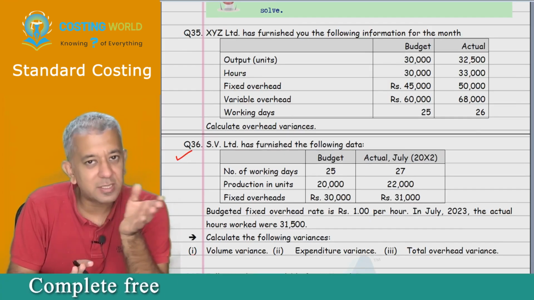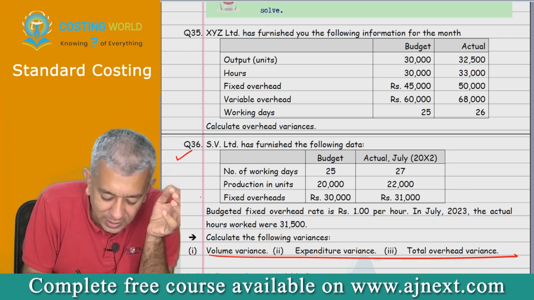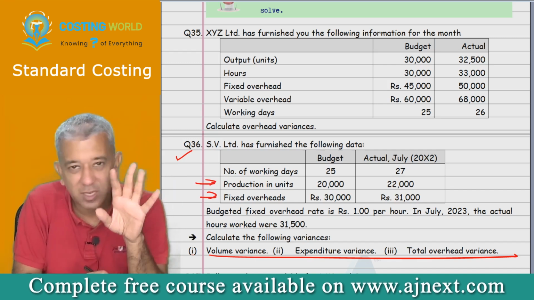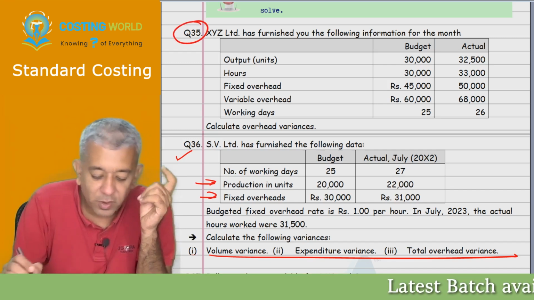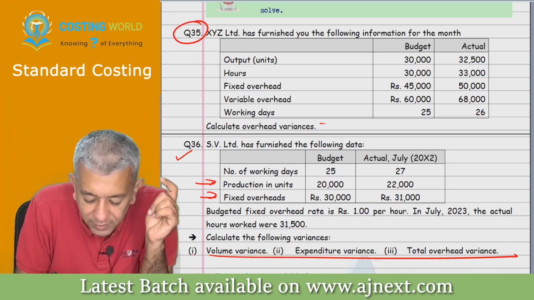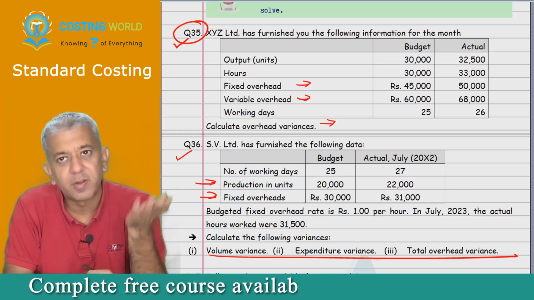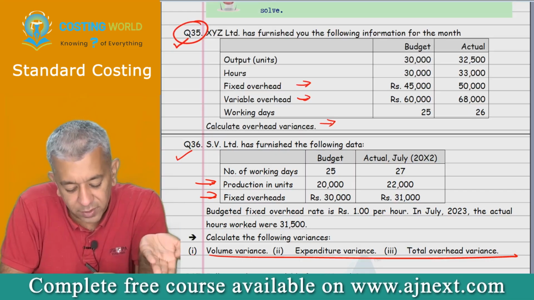Question number 36 is the same as the current question, only 3 variances are asked, and for that the data is directly there, fixed overheads and output. So only 3 variances are there. In 35 you have to calculate overhead variances, so all your variable overhead variances and all your fixed overheads. You all have done one question like that yesterday and today one question like that.